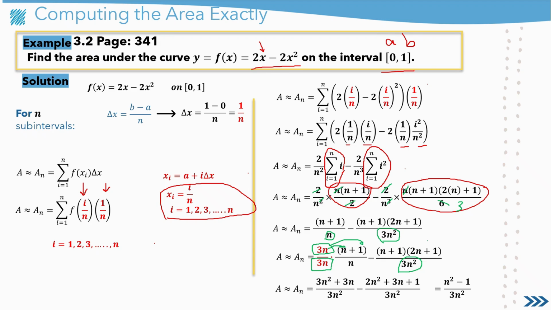Since the denominator is same, let us club it. What is 3n square minus 2n square? n square. 3n and 3n will get cancelled because you have a minus sign here. Then you are left with plus 1, but already you have a minus sign, so minus plus is minus. That's how you got n square minus 1 over 3n square.